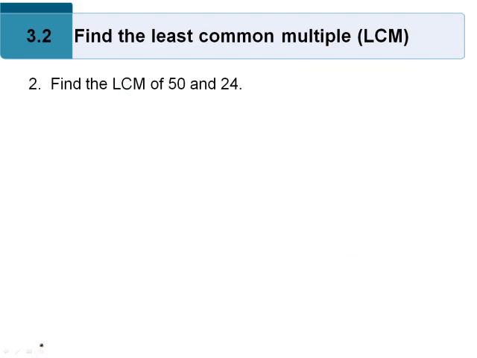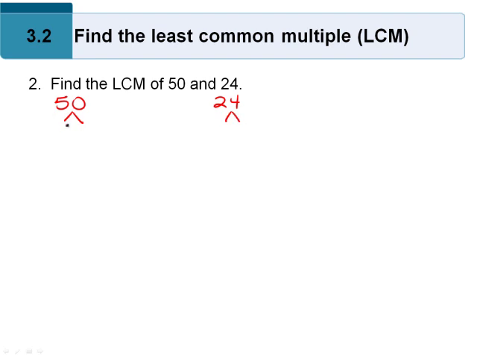Let's look at some more. Number 2, find the least common multiple of 50 and 24. So you're trying to think of a number that both 50 and 24 will divide into. It's going to be a big number. We don't know, okay? So the first step, prime factor 50 and 24.